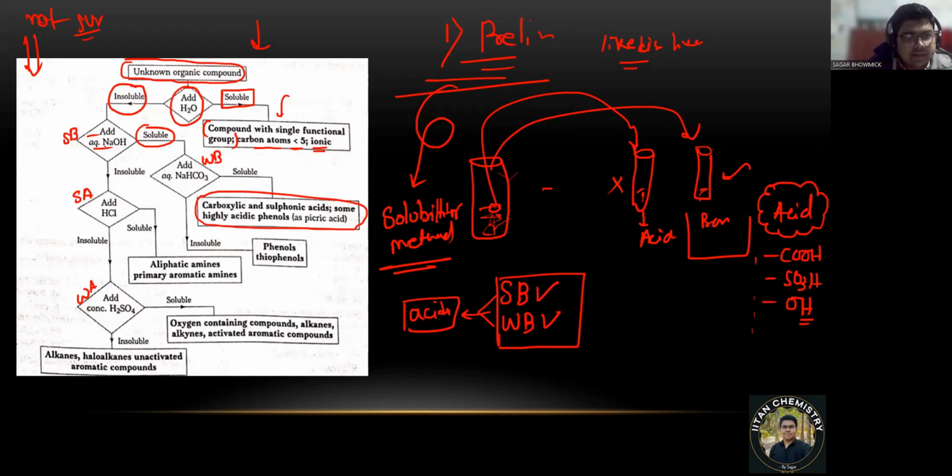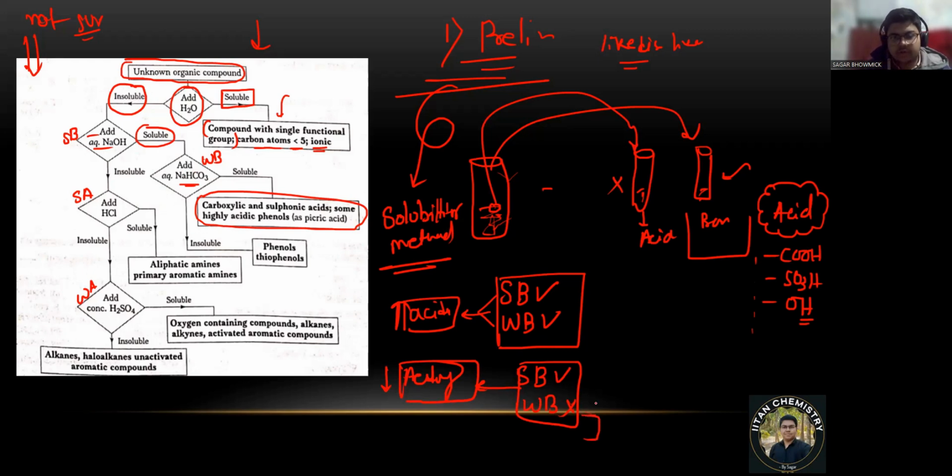Now, if it is soluble in strong base but not soluble in weak base, that means the compound has less acidity. So strong base will be able to dissolve that. Weak base will not be able to dissolve those acids. Okay. So finally, what happens?